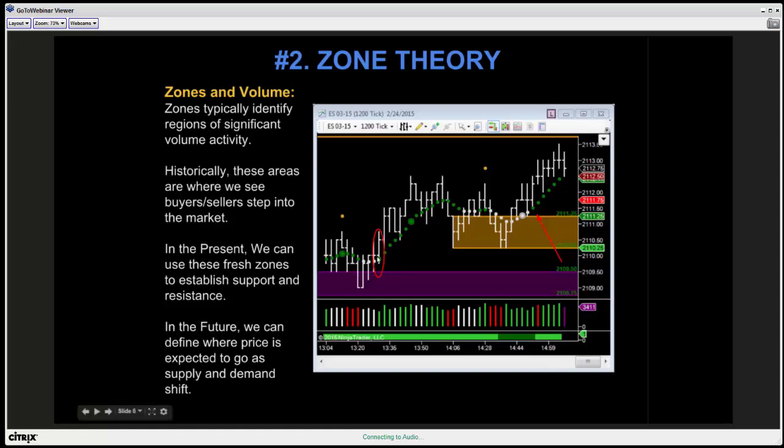Purple level, meaning guess what, ladies and gentlemen, we're going higher. Prices failed to do something. We've kept track of this market event in the past so that presently we can make a trading decision, and then in the future we can see where price is likely to react again, based on these basic principles of supply and demand. Okay, now how are these zones formed? Well, that's a really good question.